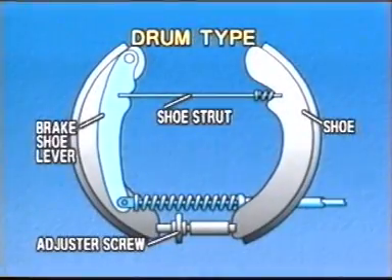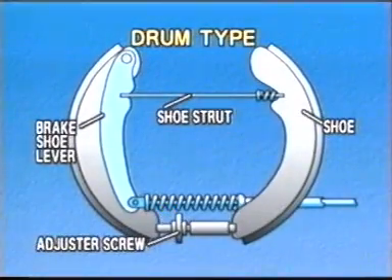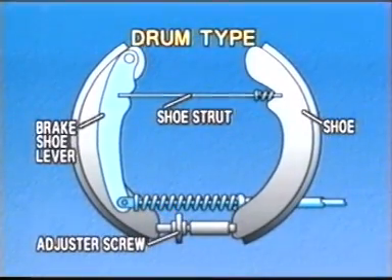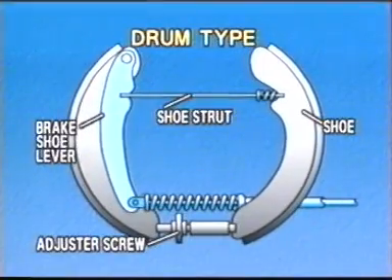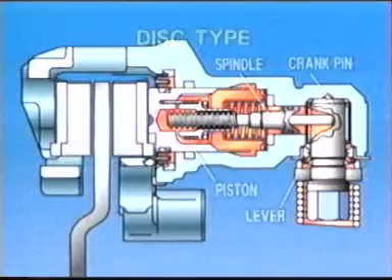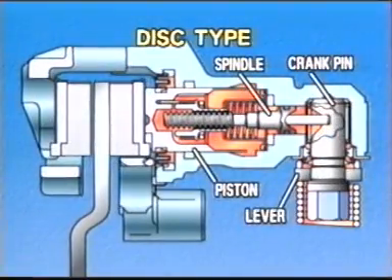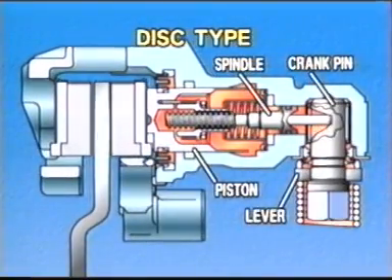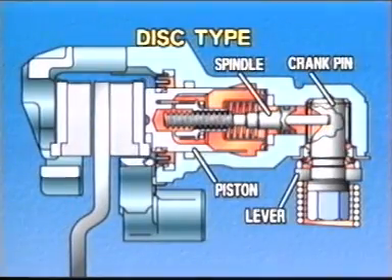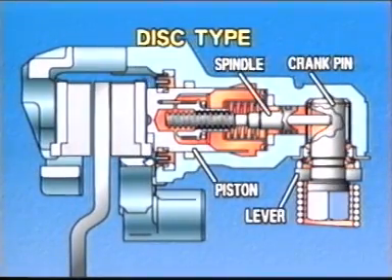In the drum type, the brake shoe is pushed apart by pulling the cable, and the drum is locked. The disc type in compact vehicles has a crank pin or a spindle in the caliper, and the piston is moved to push the pads against the disc.